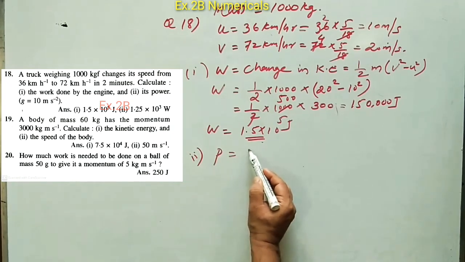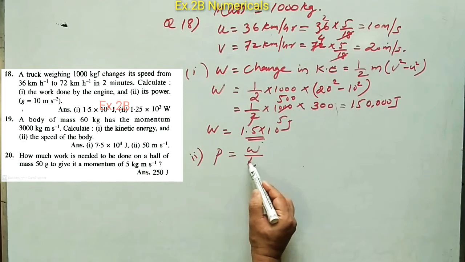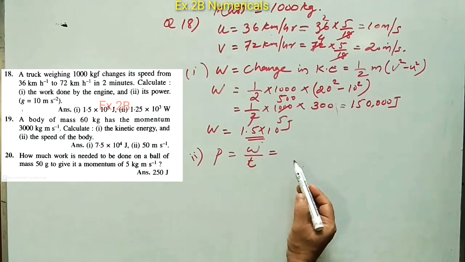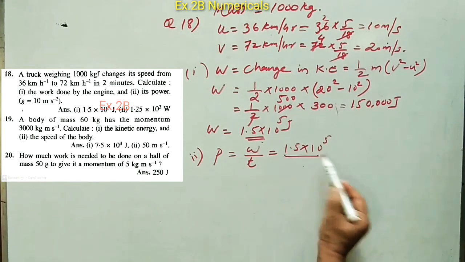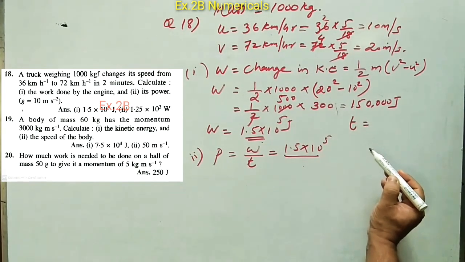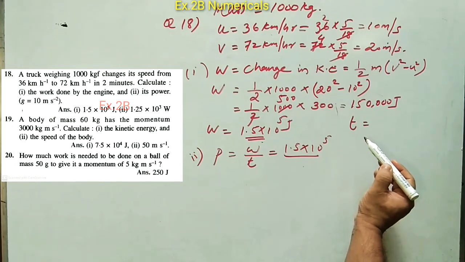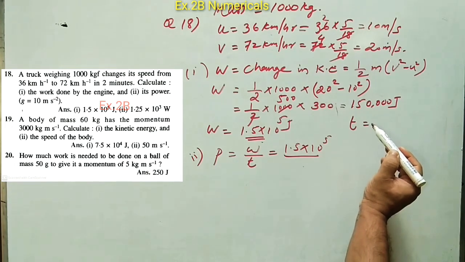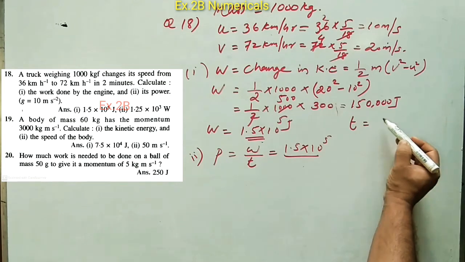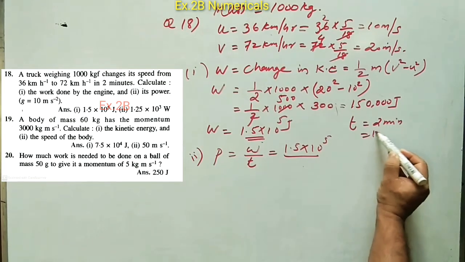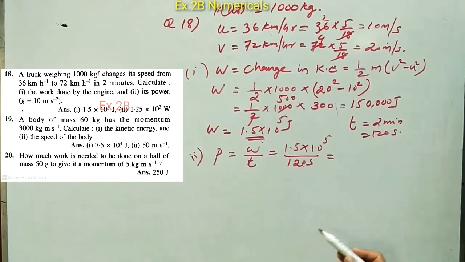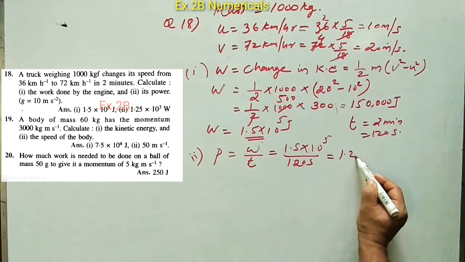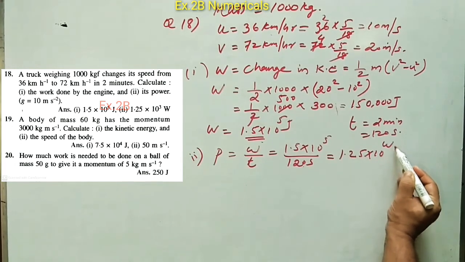So power is equal to, all of you know the formula, rate of doing work, W by t. Work done we have already calculated. Place the value of work done over here, 1.5 into 10 to the power 5 joule divided by, what is the time given? The change in speed happens in 2 minutes, right? So that's equal to 120 second. So solve it and you will get the value as 1.25 into 10 to the power 3 watt.